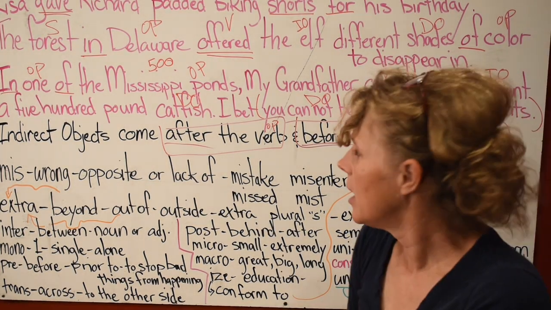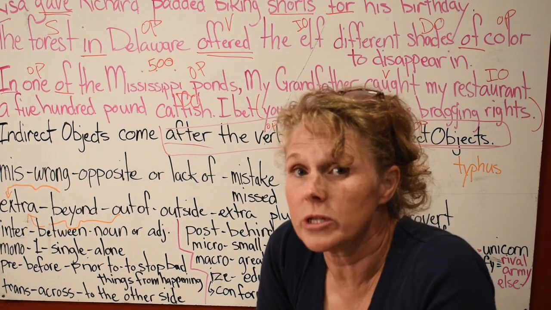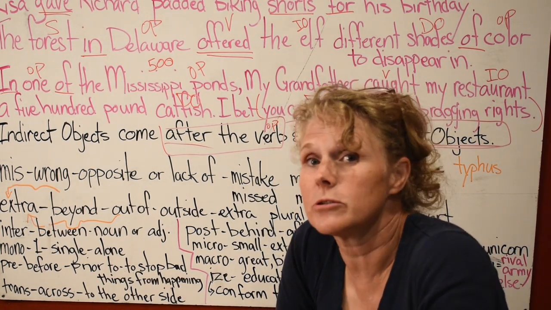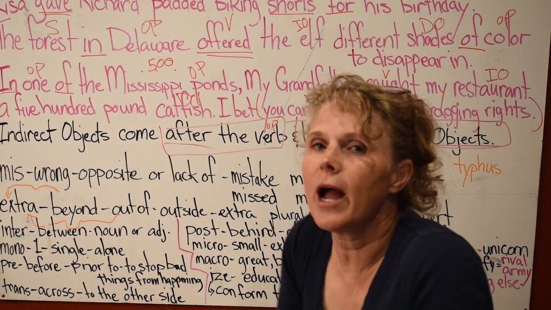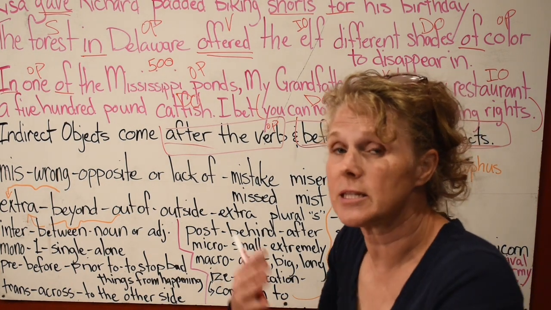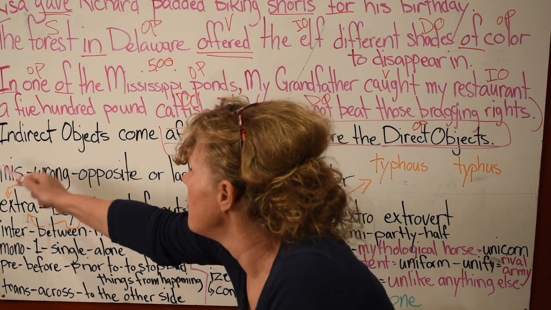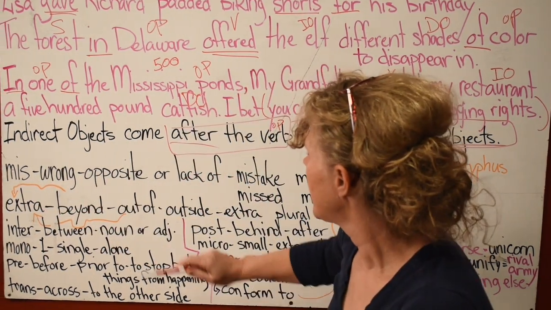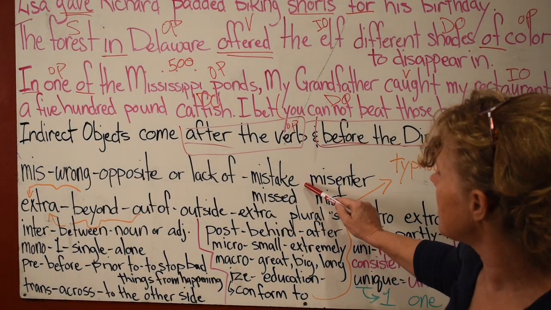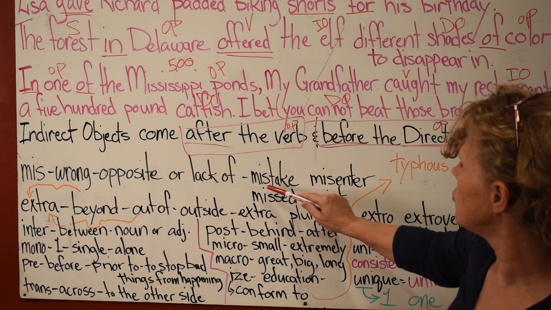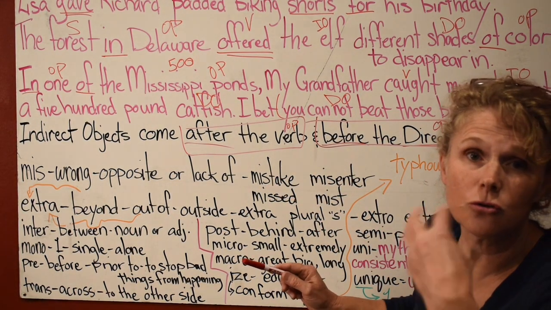Okay? So we're going to go into your prefixes. This is something that you guys really do need to memorize because it's going to help you understand your words. And when you have prefixes, it really drastically changes the meaning. Suffixes actually just kind of move it around. Let's go. Mis means wrong. It means the opposite or lack of, like the word mistake. See how if you have that, you know it's a mistake, it's wrong. How about misenter? You went into the wrong place.